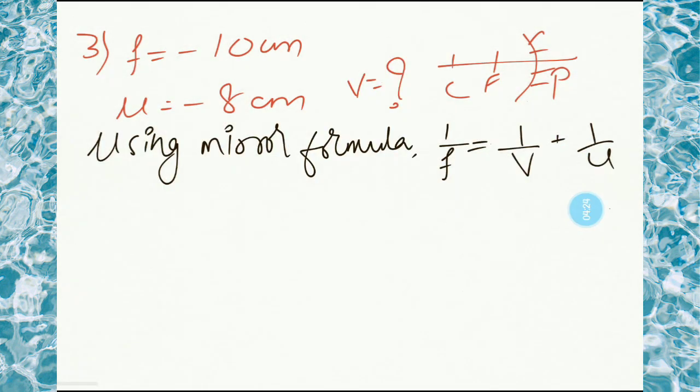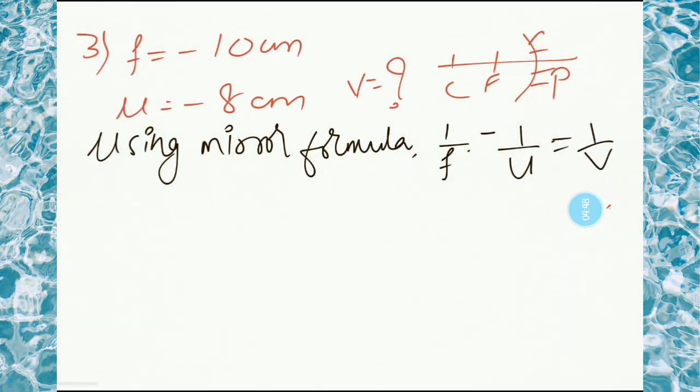Okay. So we can simply solve this question using the mirror formula 1/f = 1/v + 1/u. Just send this 1/u to the LHS because we need v, right? So the formula will be changed. How will it be changed? 1/f - 1/u = 1/v. This is going to be the thing.